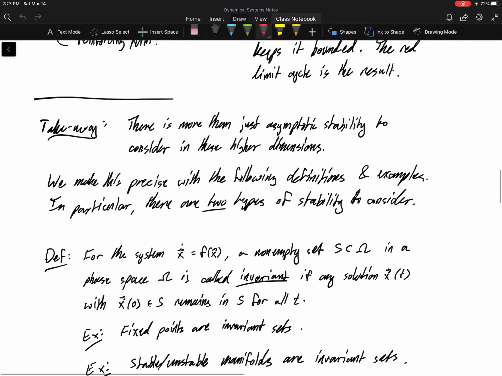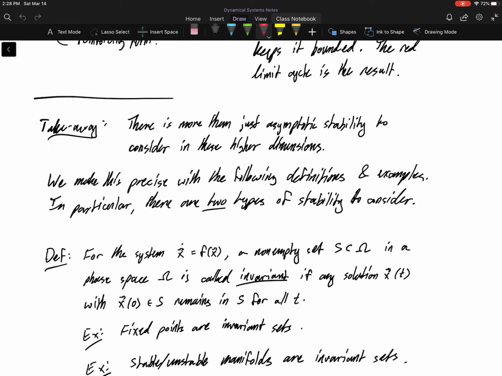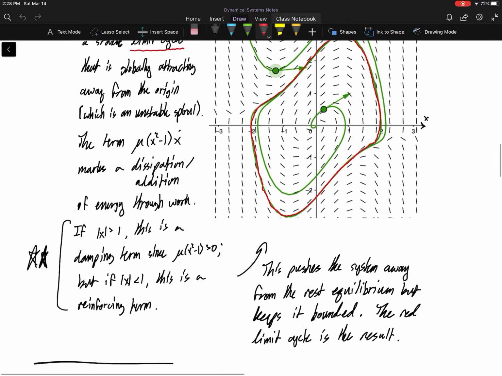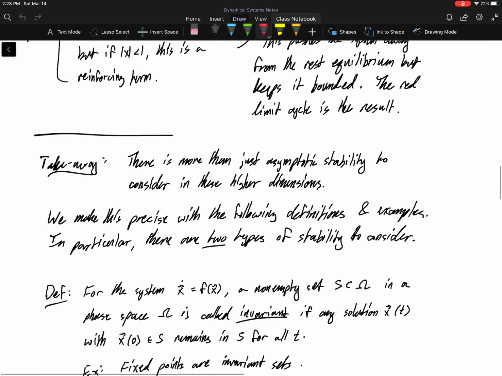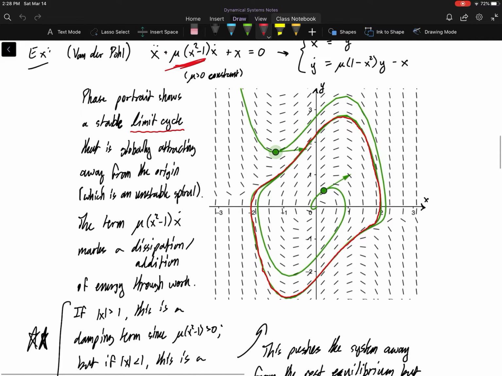The takeaway from this is that there's more than just asymptotic stability to consider in higher dimensional systems, right? We don't just have to go toward fixed points in the limits. We can have these limiting periodic behaviors as well. And to understand what I mean by asymptotic stability, and what other kind of stability we'd like to talk about here, because this red limit cycle is not asymptotically stable, it's a different kind of stable, right? We're noticing that solutions want to go toward this cycle, but they're not staying at a fixed point, right?